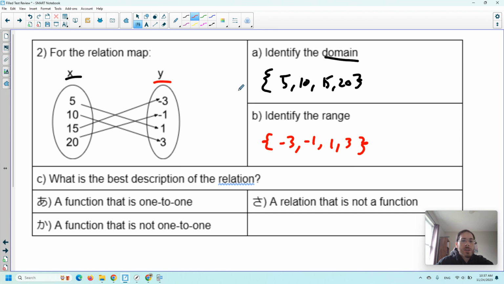And then C, what's the best description of the relation? If I look, first thing I'm going to do is check if it's a function. So we got 1, 1, 1, 1. So it's a function because all inputs go to only one output.